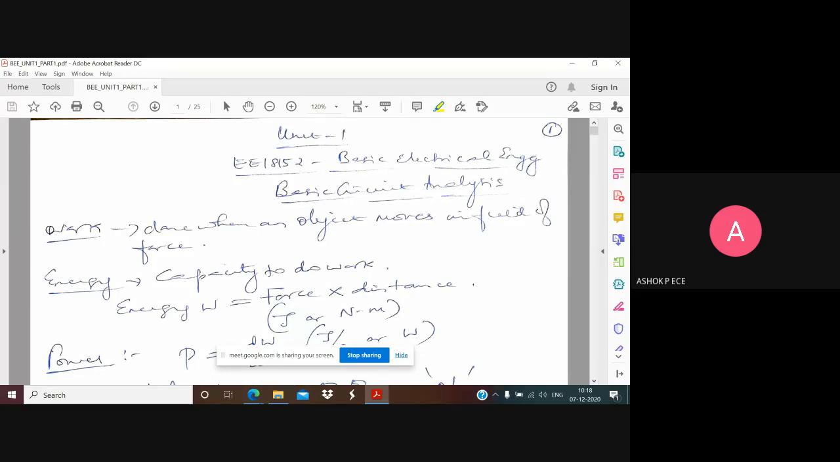So what is work done? See the definition: work is done when an object moves in the field of a force. I will take an example. When you have an electric field, assume you have two conductors here. This conductor is positively charged and this conductor is negatively charged. I have an electron here. If I move this electron from this position to this position, work is done. So when an object is moved in the field of a force, you have work being done.